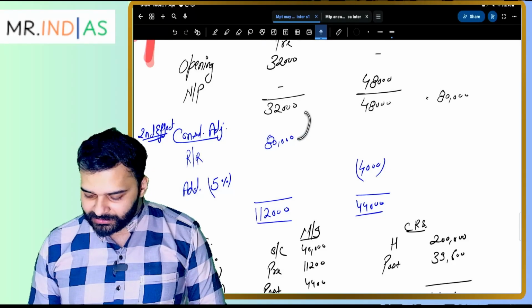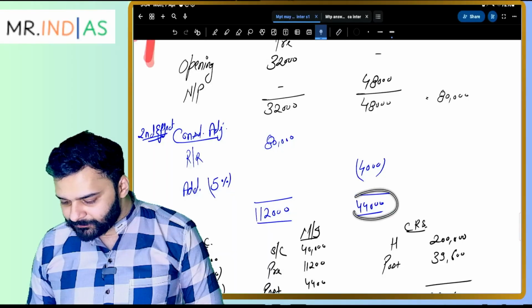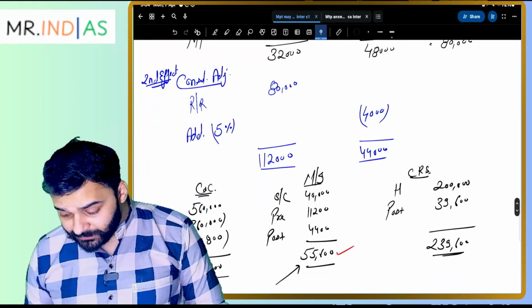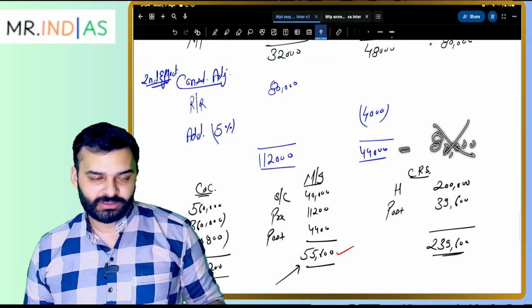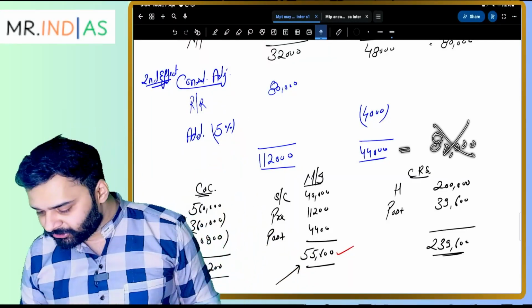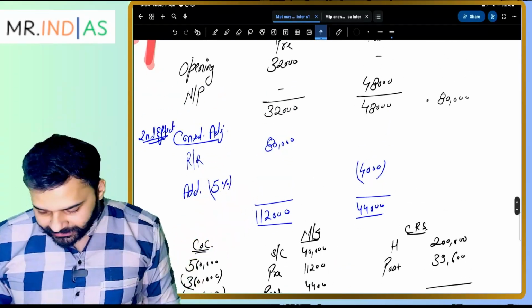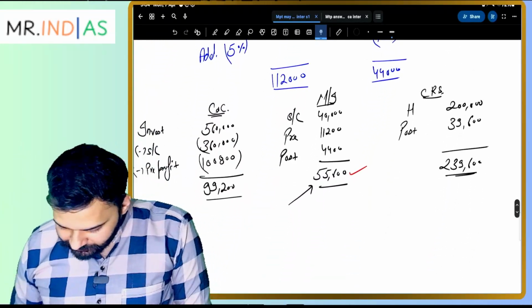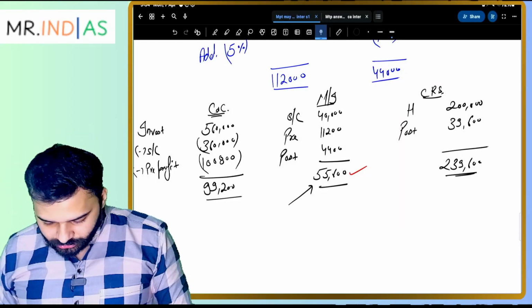So you add 80,000 into the reserve. You now have a total reserve of 1,12,000, and post profit is 44,000. This will not tally to 80,000. Please remember, you have posted some adjustment which is not in the standalone, so this will not tally. This is the first check.